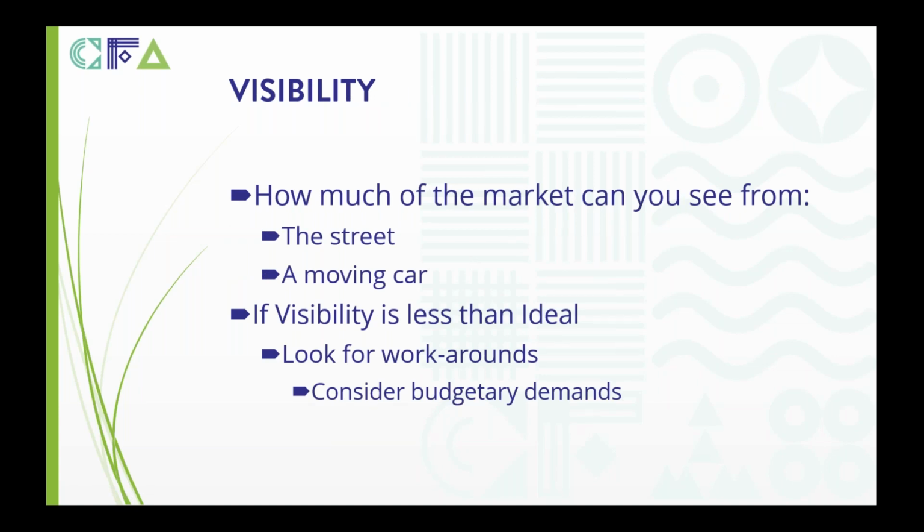Next thing to consider is visibility. This is really basic. How much of the market can you see from a moving car, for example? The more opportunity you have to catch people's eyes, the better off the market will be. So that goes into the grades, and you need to think about budgetary demands for workarounds. If you find a space that's ideal in a lot of ways, but the visibility is not great, then you need to think about workarounds and what it'll cost to do that. So that's that.